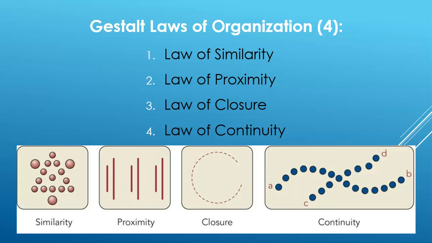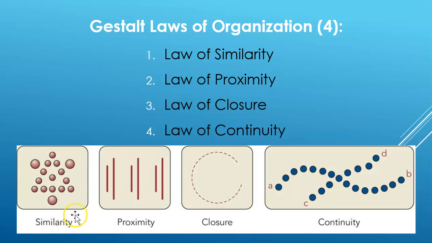So the Gestalt laws can be split into four different types of organization as well, because remember, Gestalt law says that we love to organize things. And so there are four main laws I want you to know: the law of similarity, the law of proximity, the law of closure, and the law of continuity. So let's talk about those individually. Let's start with the law of similarity.